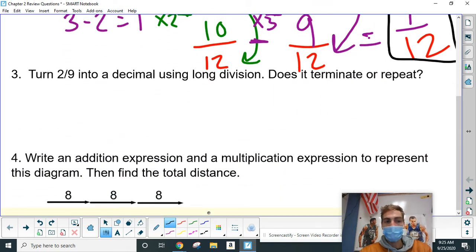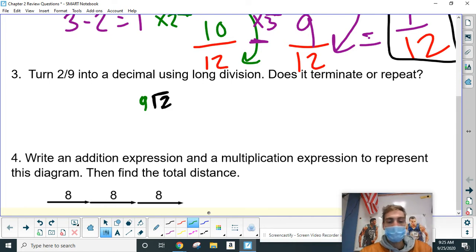All right, looking at 3, it says turn 2 over 9 into a decimal using long division. Does it terminate or repeat? So here I have my little divider sign, and I'm starting with 2, right? And I'm dividing it by 9. So 2 would be my dividend, 9 would be my divisor.